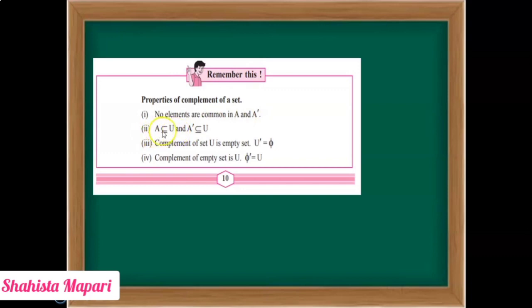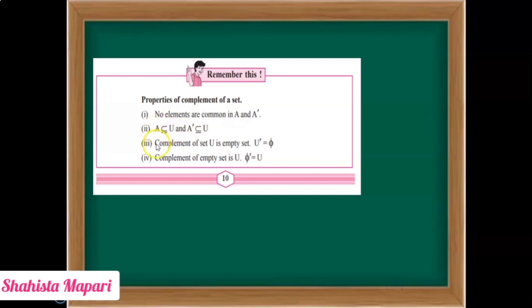Now second property, A subset U. एलिमेंट A का, दोनों का ही रिलेशन यूनिवर्सल सेट के साथ है, बट ये दोनों का आपस में कोई रिलेशन नहीं है. They both are different. A and complement A. Both are different, but they have relation with universal set.